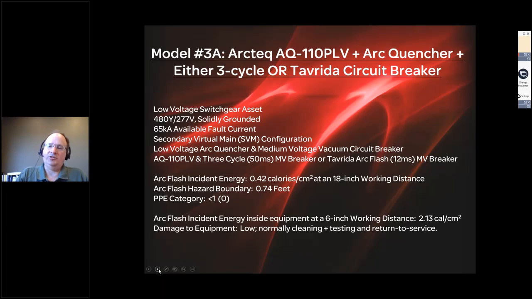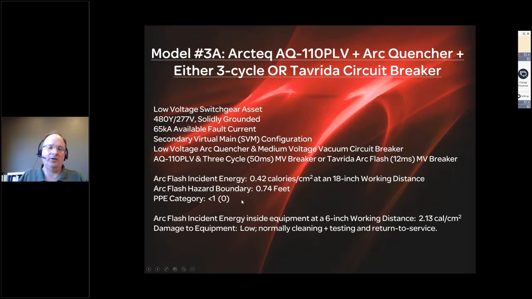We then modeled the Arcteq relay with an arc quencher and either a 3-cycle or Tavrida breaker. And with the arc quencher, it didn't matter whether you have a 3-cycle breaker or a Tavrida in terms of the arc flash incident energy. But the benefit of the Tavrida breaker with the arc quencher over the 3-cycle is less system stress due to the short circuit stress of the event. So the Tavrida still had an advantage in terms of stress on the system, but it had no impact now on arc flash incident energy because the arc quencher in this case is clearing in less than 4 milliseconds.